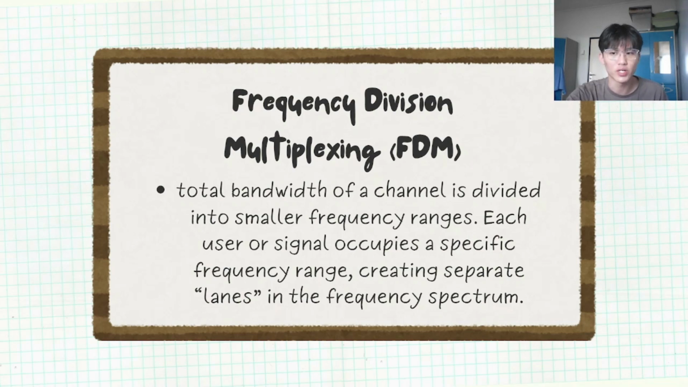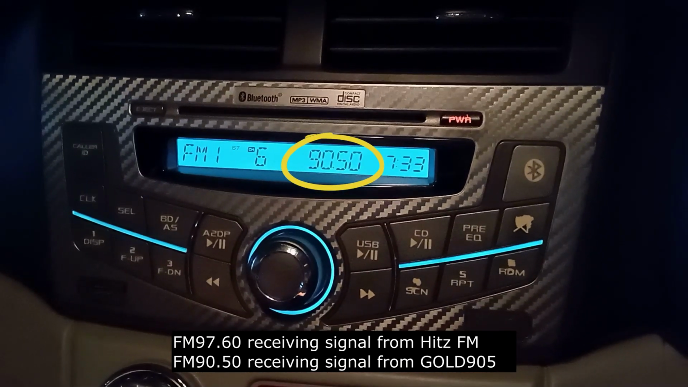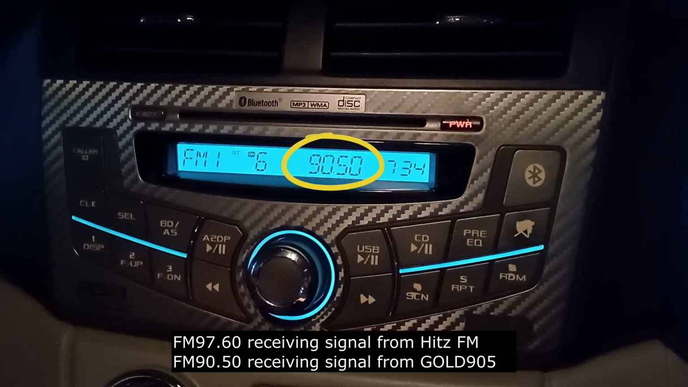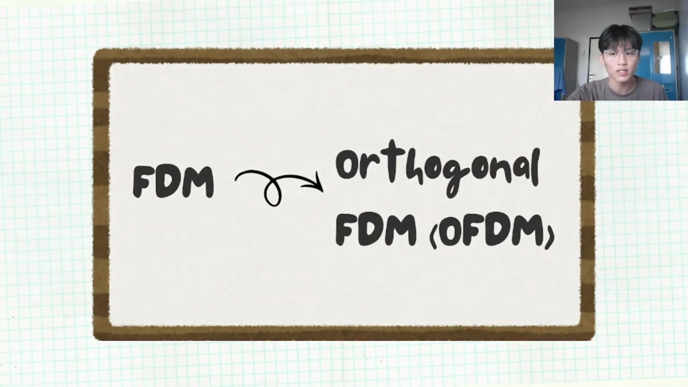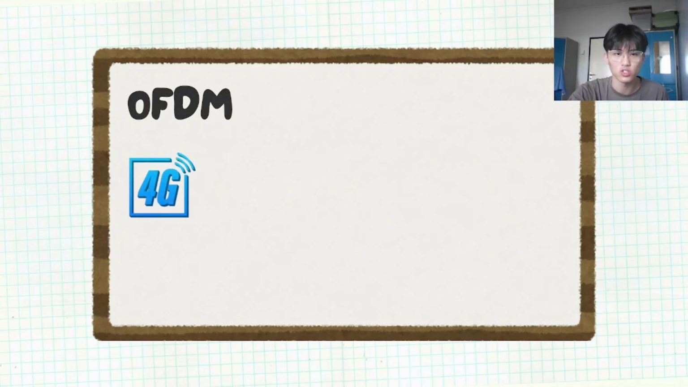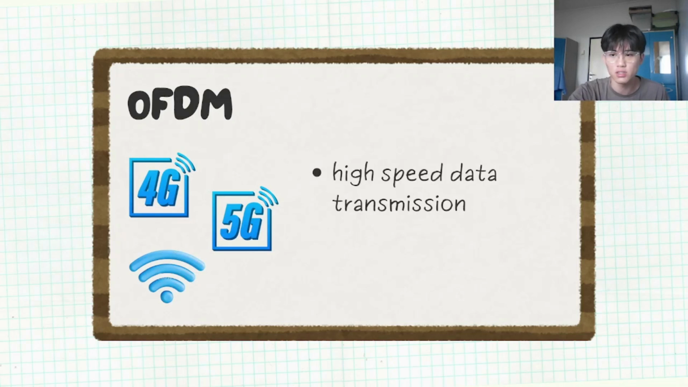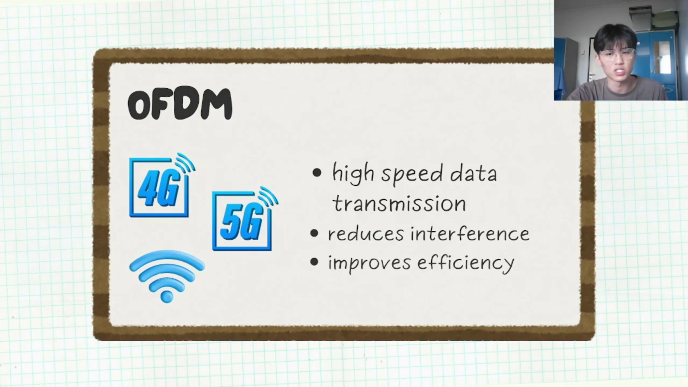Now, let me show you some real-life applications of FDM. Today, FDM has evolved into a more advanced version called orthogonal frequency division multiplexing, or OFDM. OFDM is used in modern technologies such as 4G, 5G, and Wi-Fi networks. It allows high-speed data transmission, reduces interference, and improves the efficiency of the communication system.